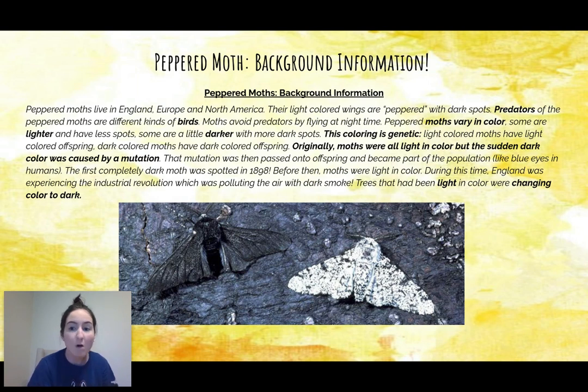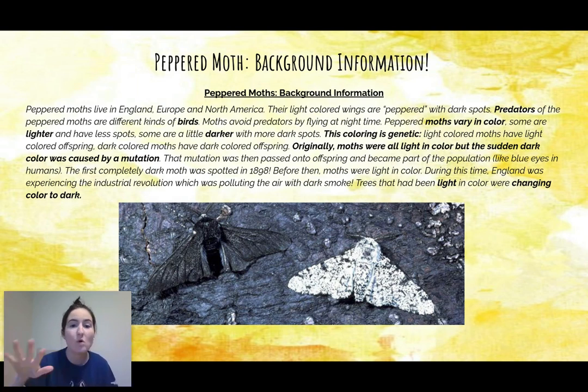Originally, moths were all light in color, but then a sudden dark color was caused by a mutation. That mutation was then passed on to offspring and became part of the population. The first completely dark moth was spotted in 1898. Before then, moths were all light in color. During this time, England was experiencing the Industrial Revolution, which was polluting the air with really dark smoke. So trees that had been light in color were changing to be dark in color.